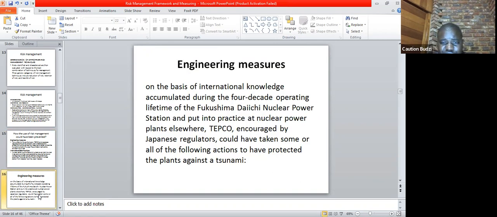On the basis of international knowledge accumulated during the four-decade operating lifetime of the Fukushima Daiichi nuclear power station and put into practice at nuclear power plants elsewhere, TEPCO, encouraged by Japanese regulators, could have taken some or all of the following actions to have protected the plants against the tsunami.